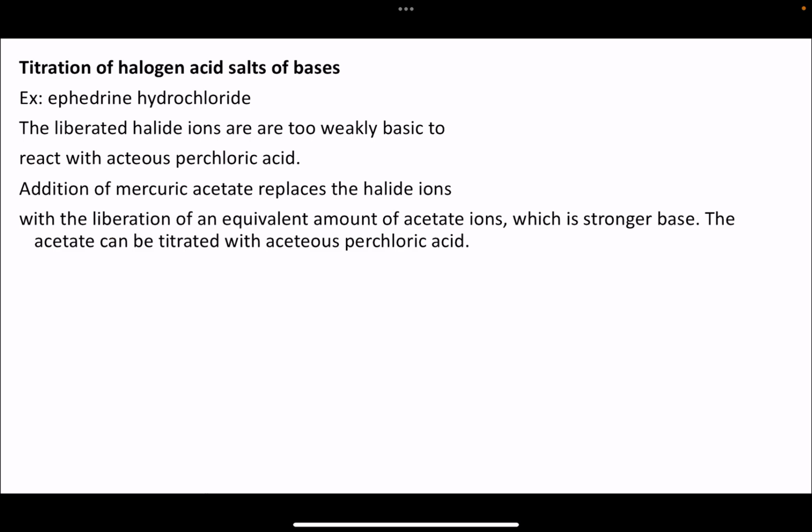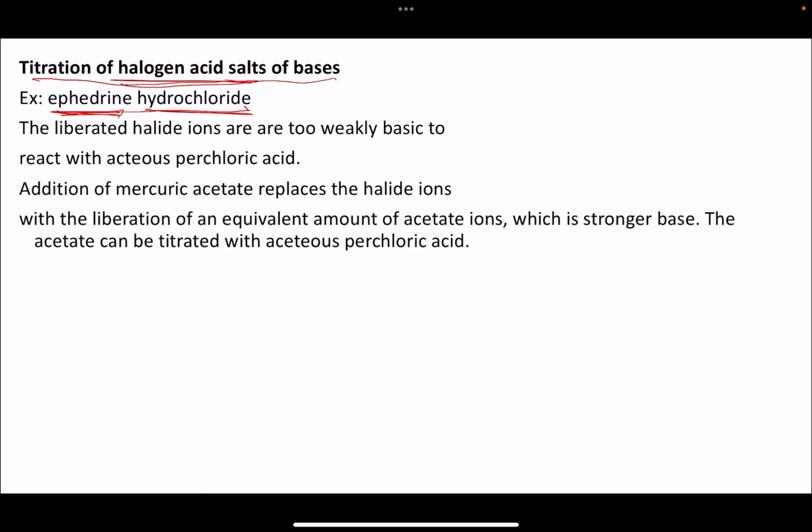An additional example is the titration of halogen acid salts of bases. The example we have is ephedrine hydrochloride. Ephedrine is the base, the hydrochloride is the halogen acid salt. So ephedrine hydrochloride is an example of halogen acid salts of bases.